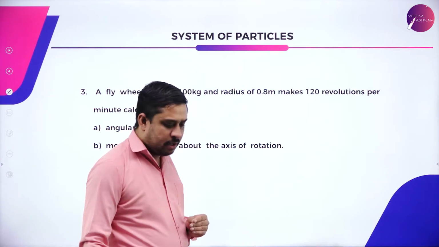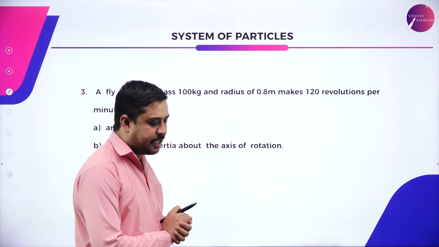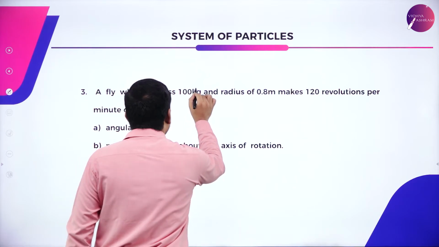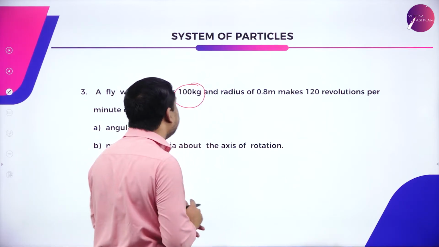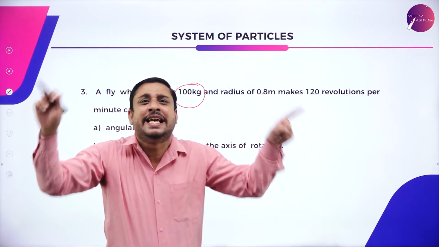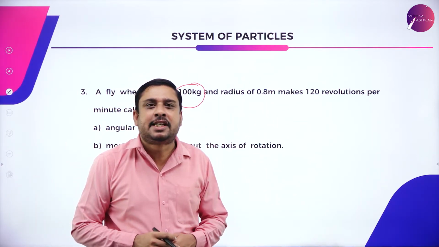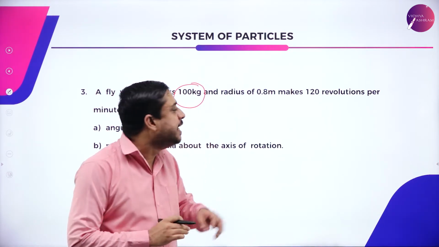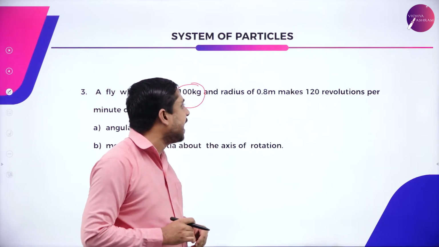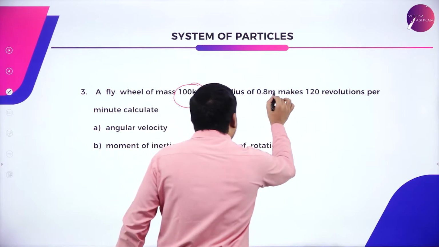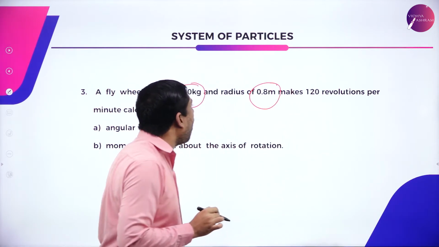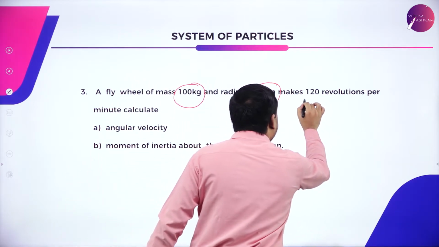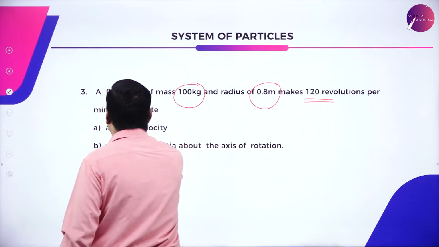Now, it is a beautiful problem here. A flywheel of mass 100 kg. One wheel is there. He is calling it to be a flywheel. Flywheel of mass 100 kg and radius 0.8 meter makes 120 revolutions per minute.